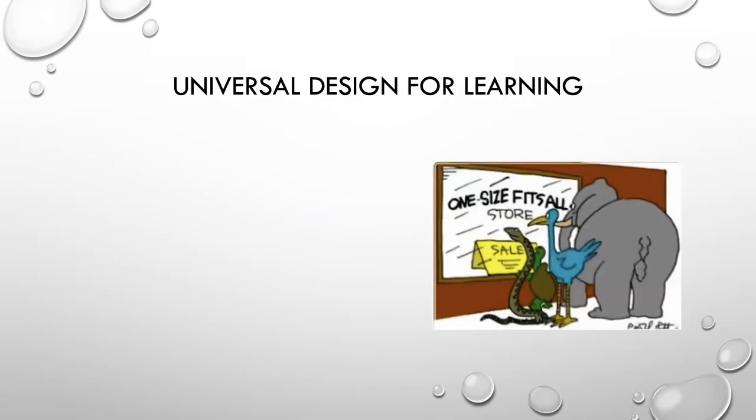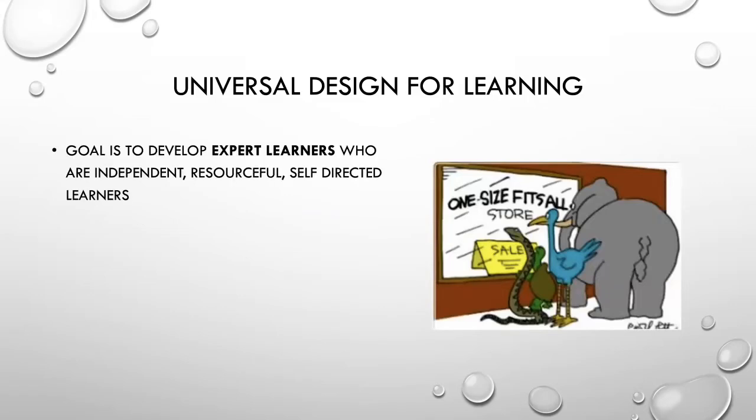So let me talk a little bit about universal design for learning. You may have heard of universal design before. Universal design was created so that people could access different areas of life. For example, a curb cut makes it easy for a wheelchair to go onto a sidewalk. A curb cut also is very helpful for a mother with a stroller or a delivery man who is pushing a cart onto the sidewalk.